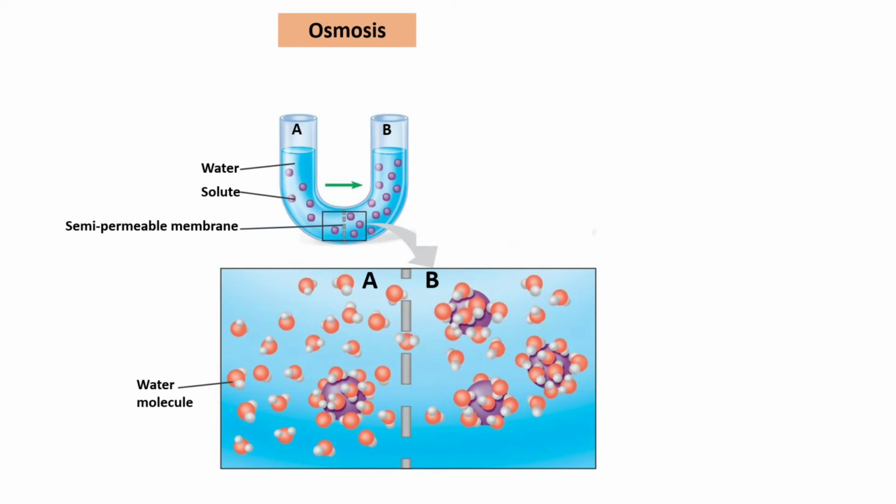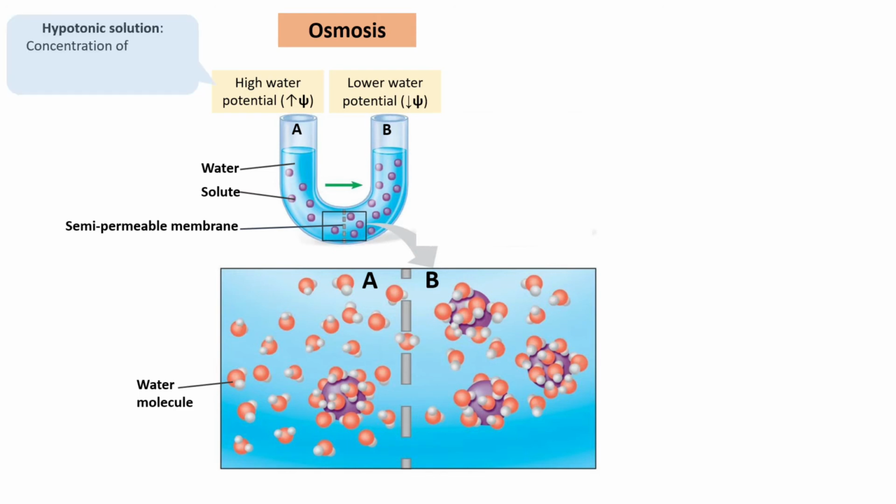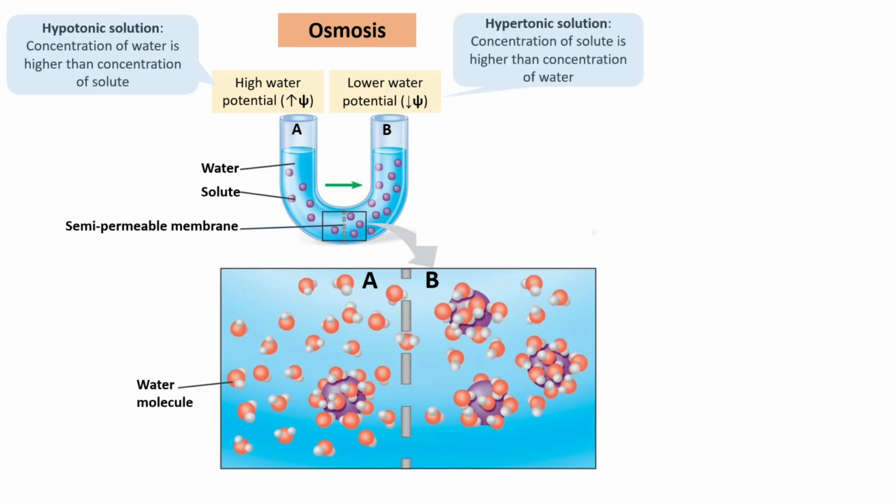In this picture, region A and B are separated by a semi-permeable membrane. Region A is more dilute than region B. Therefore, region A has high water potential, and region B has low water potential. Because region A has higher water potential than region B, the solution in region A is hypotonic. The concentration of water is higher than the concentration of solute, while the solution in region B is hypertonic. The concentration of solute is higher than the concentration of water.